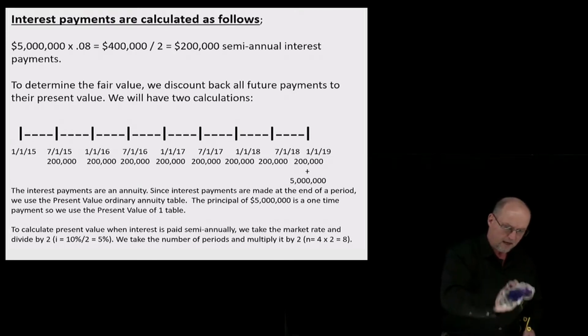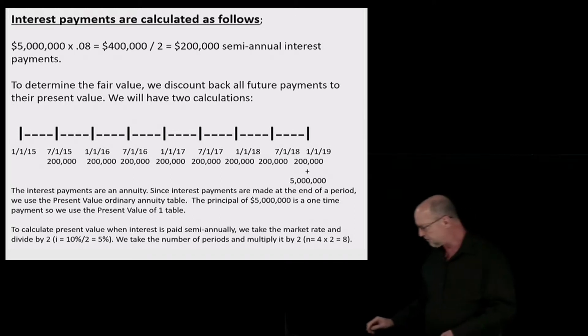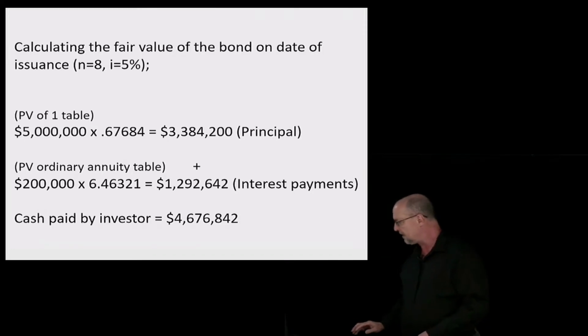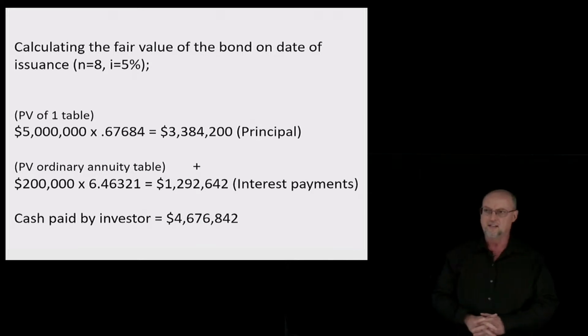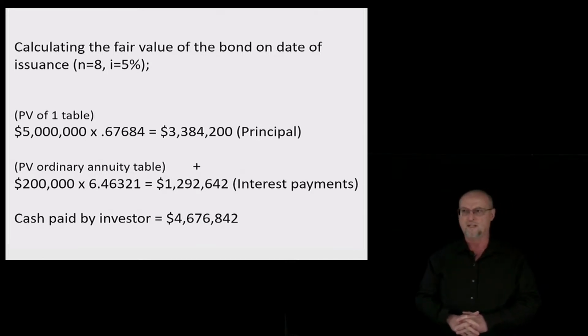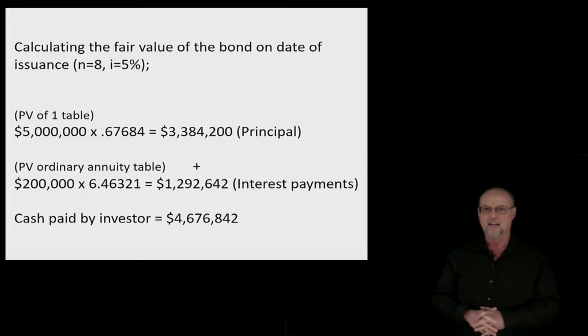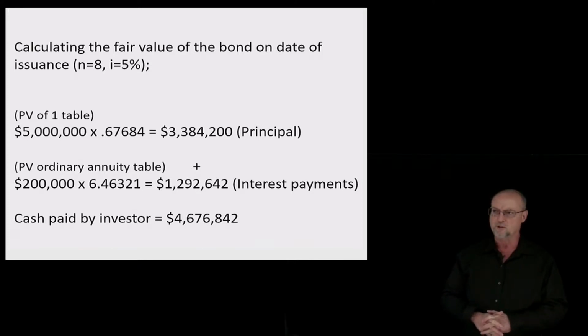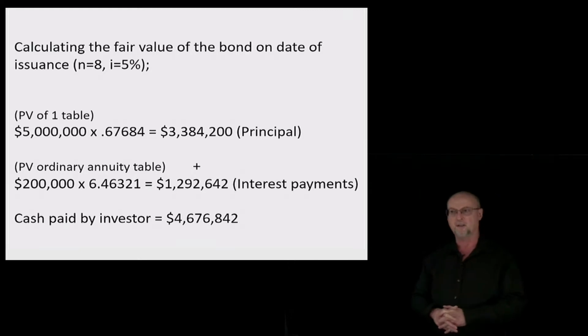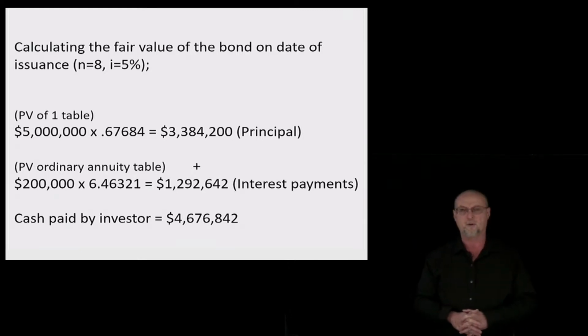Okay, so I've pulled those numbers from the tables, but you would go to the tables and review those. And what we would find is that for the present value of one table, when n equals 8 and i equals 5, the factor is 0.67684. We multiply 5 million times 0.67684 and we get 3,384,200.